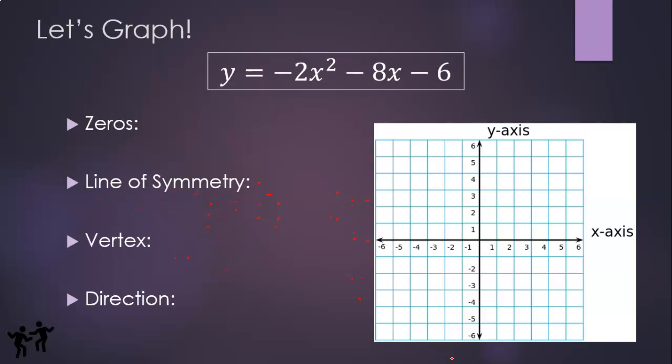All right, so our zeros were negative 1 and negative 3. The line of symmetry was at x equals negative 2. The vertex we found was at negative 2, 2, and this should point down like a frown. So we've got negative 1 and negative 3. The line of symmetry is at x equals negative 2. The vertex should fall on there somewhere, and it's negative 2, 2, and then that goes down like a frown.